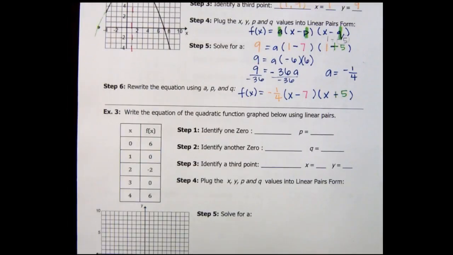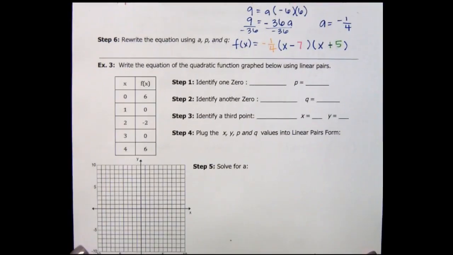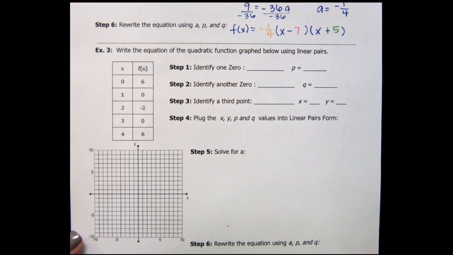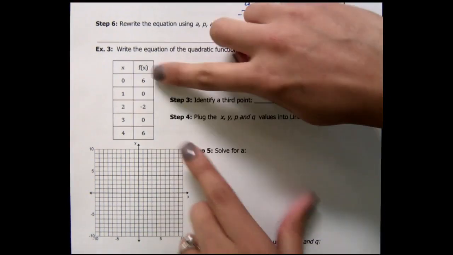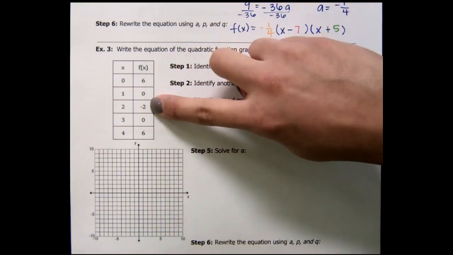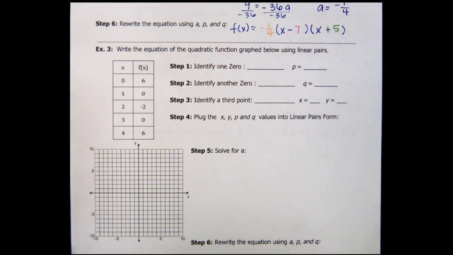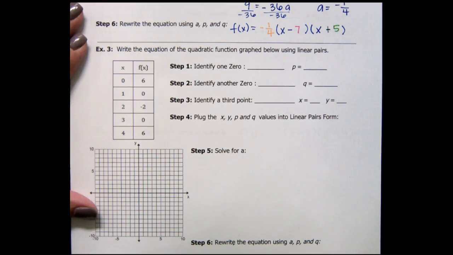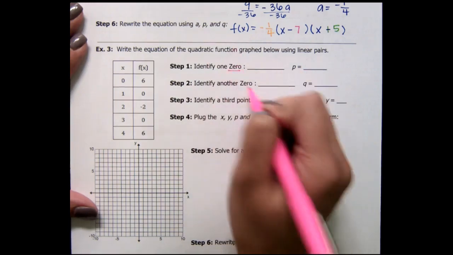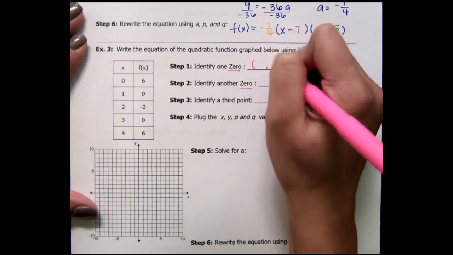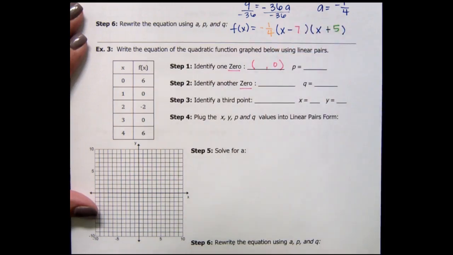Last example from a table. Remember, always look for that middle point or that pattern in the table. So if I look at the table here, I have 6, 0, so that's the middle. The vertex is always the middle. Actually, we don't need the vertex for that one because in this one we're looking for the zeros. In a 0 or x-intercept, the y value is always 0.